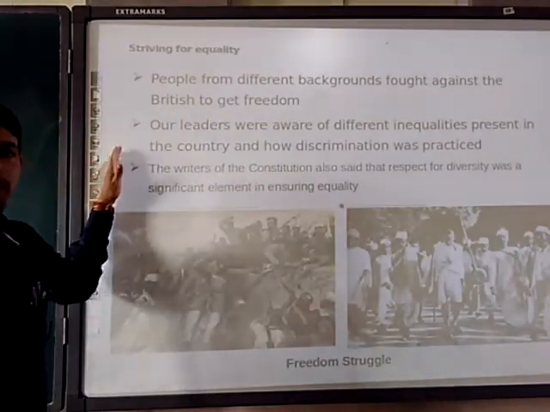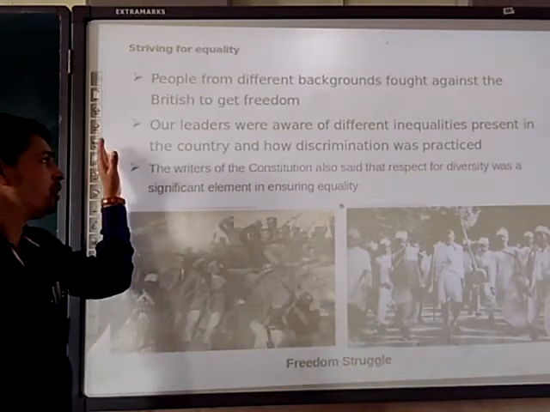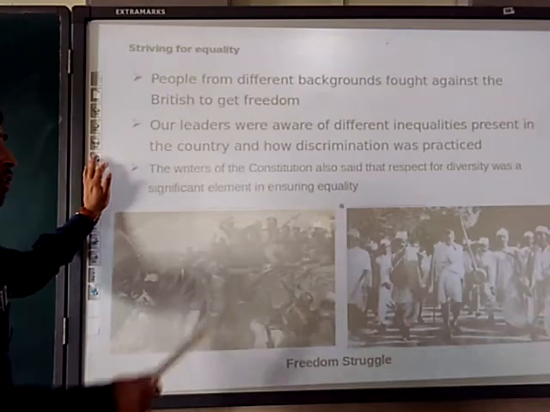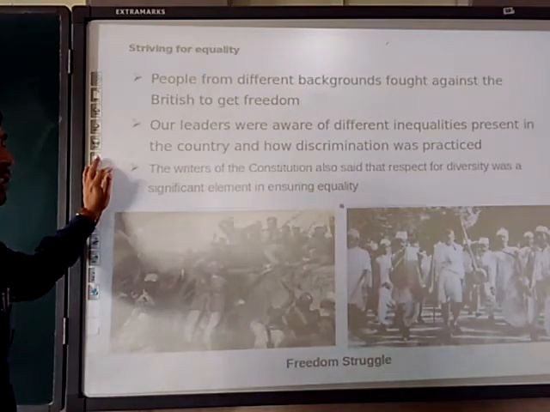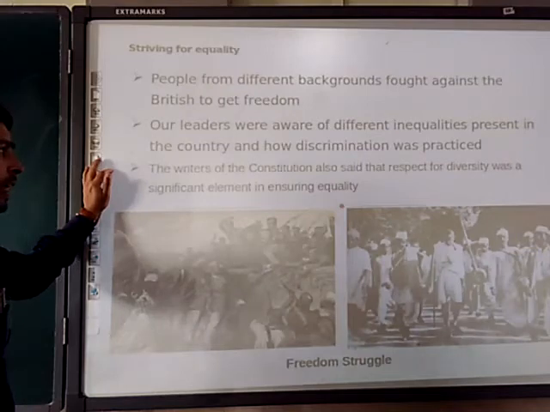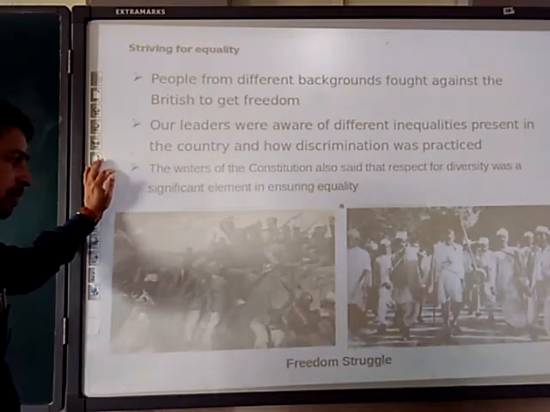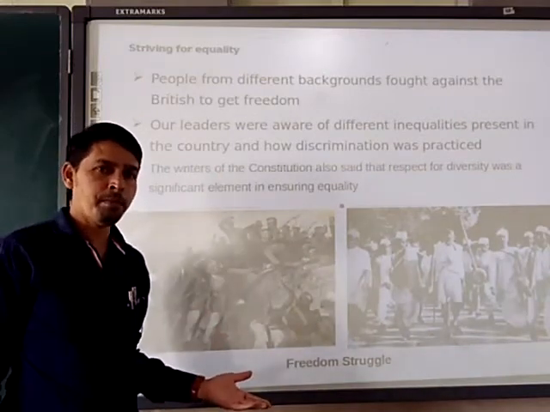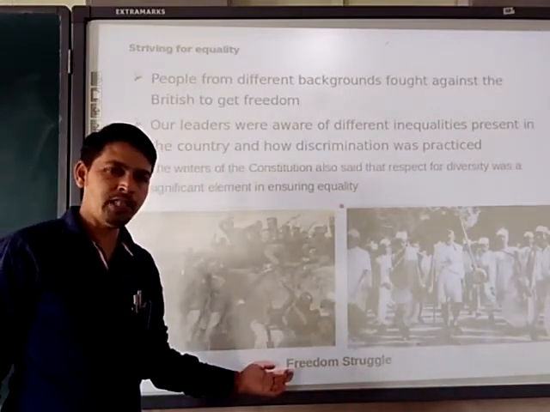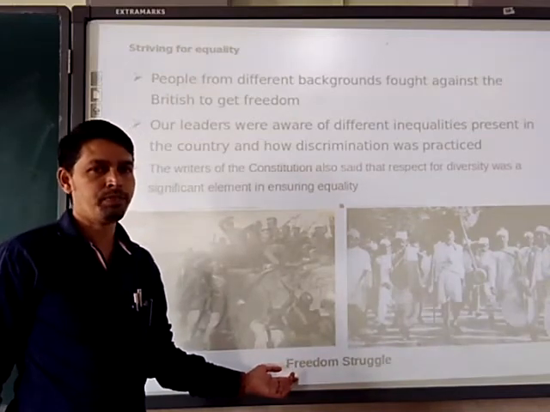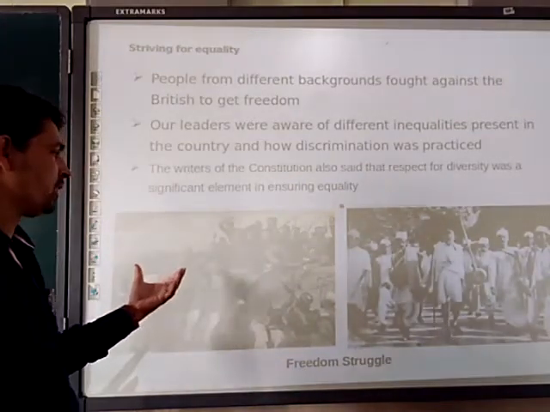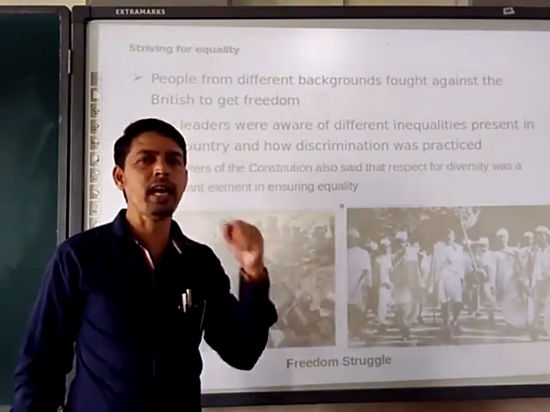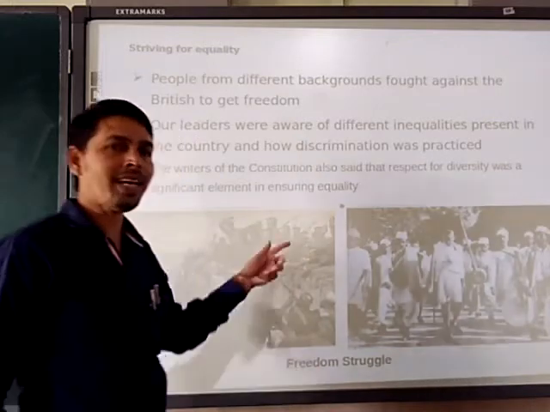The phase was before independence. People from different castes and different customs used to discriminate against each other. The writers of the Constitution also said that respect for diversity was a significant element in ensuring equality. In these two photographs you can see people from different backgrounds coming together and struggling for freedom, holding hands together. That's India.